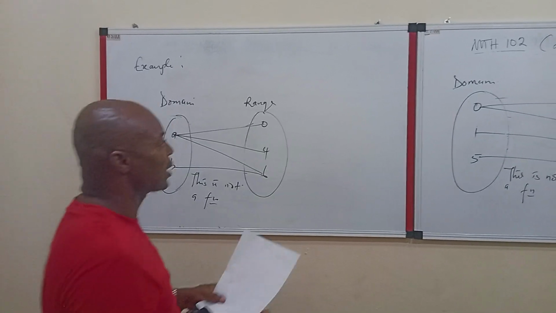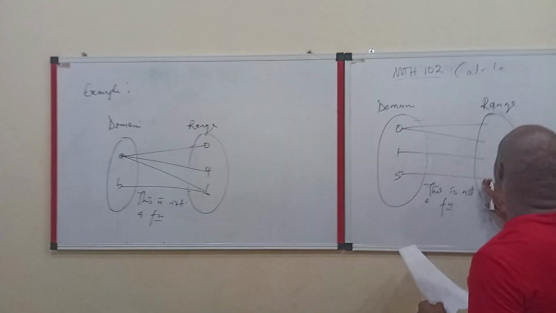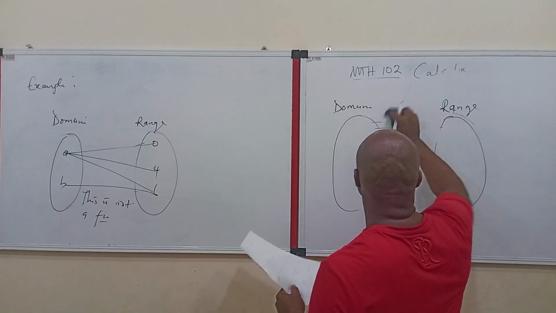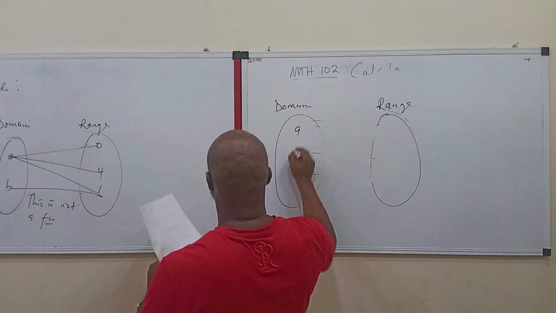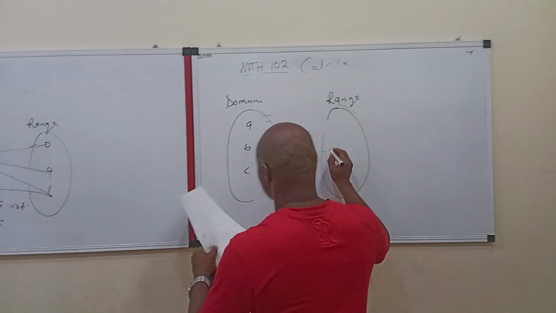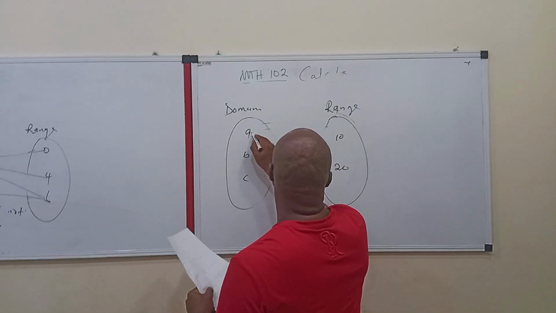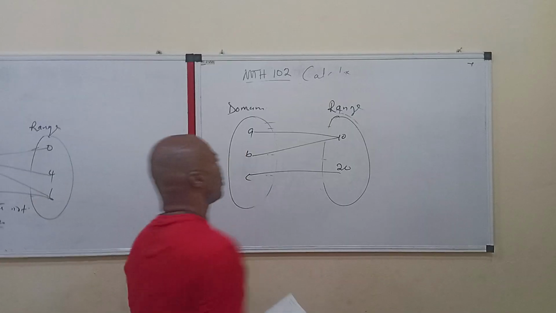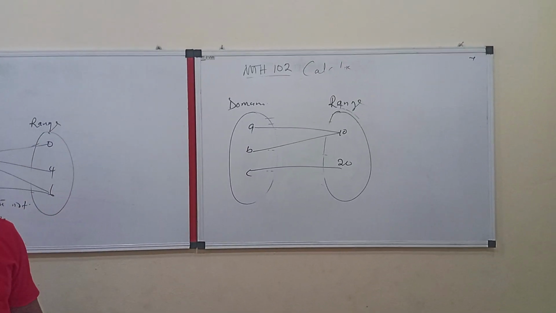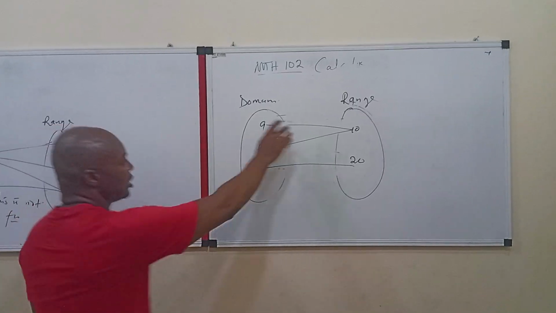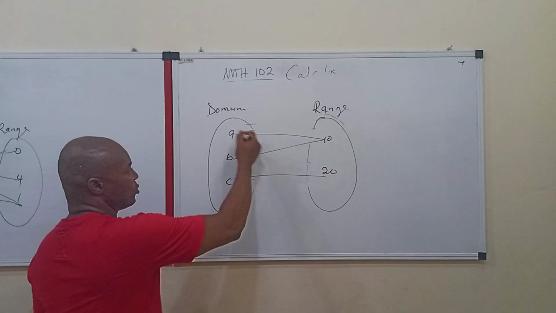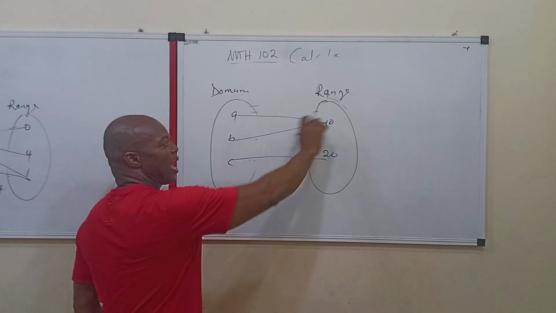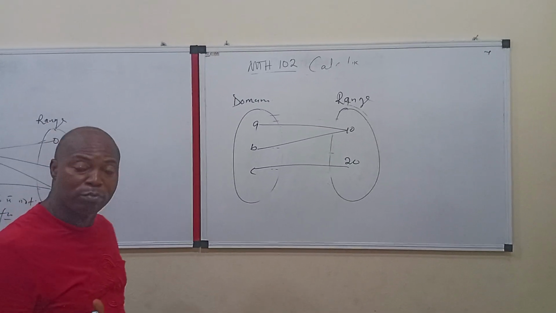Now let me give another one, which we have also done. I know we have done something similar, but let's also look at it. If we have A, B, C, and we have 10 and 20, and this one comes here, this one comes here, and this one comes here. Now look at this relation. Is this a function? This relation is a function because the domain values are mapped out once. Though in the range, 2 values from the domain are having one range value, it is a function.